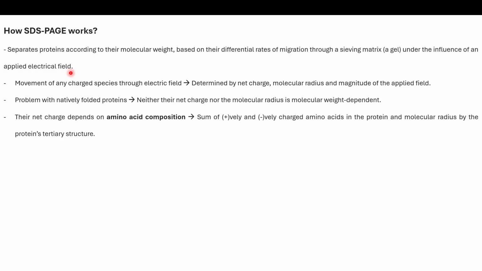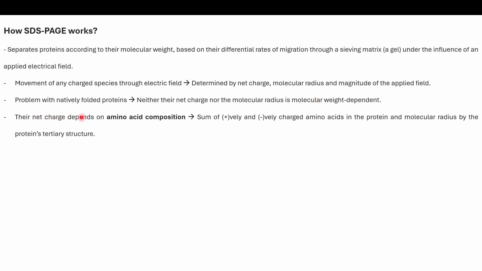So in general, when we talk about the movement of any charged species through an electric field, it is determined by the net charge, molecular radius, and magnitude of the applied field. However, proteins are folded. So the problem is their net charge or the molecular radius is molecular weight dependent, right?